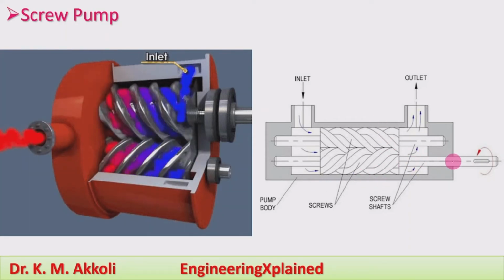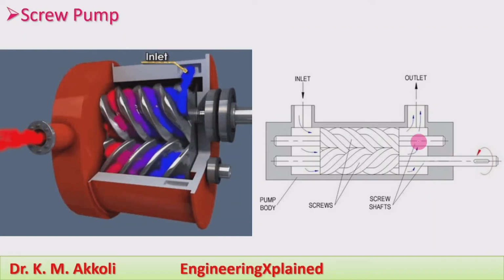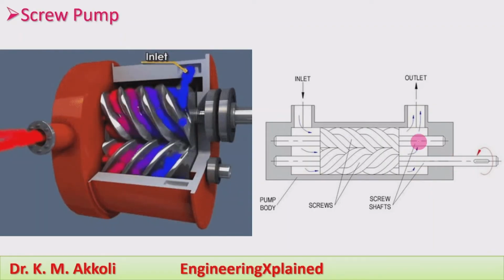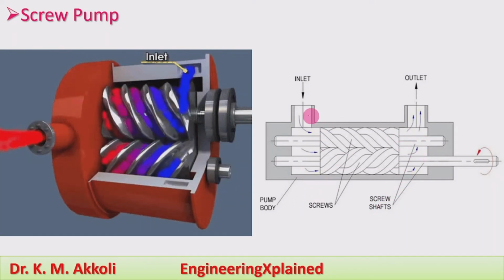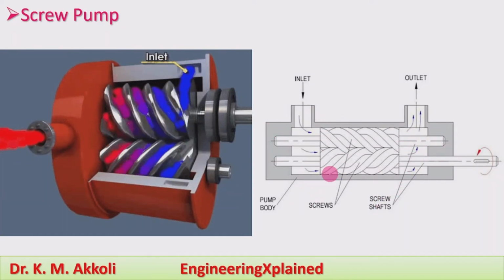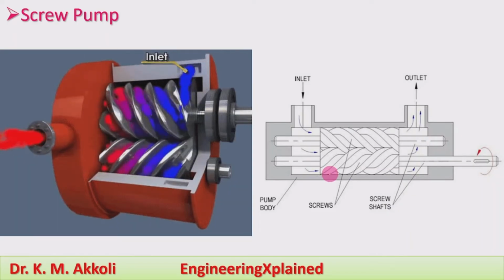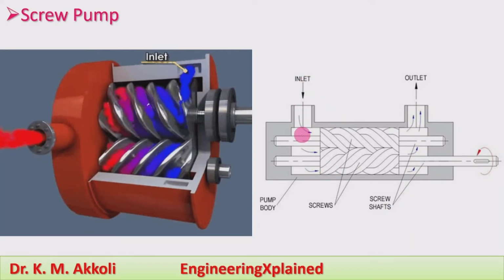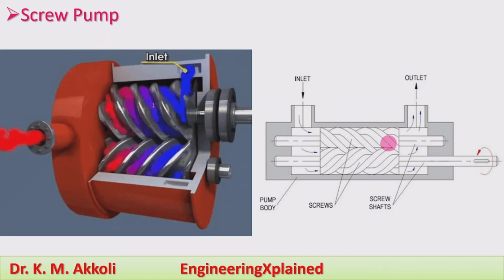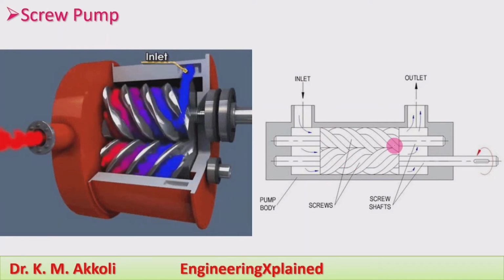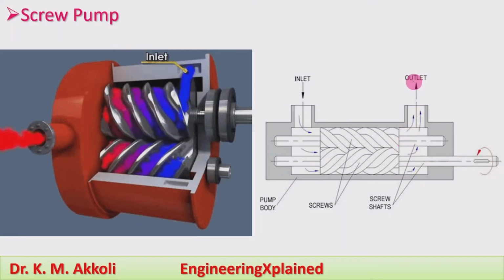Here we can see the two screws: one is the driving screw, and the other one is the driven screw. We can see the screw shafts and the bodies which support the screws during their rotation. At one point the fluid enters at the inlet, then it is carried around the screws, and whenever the screws engage, it is discharged at the outlet.